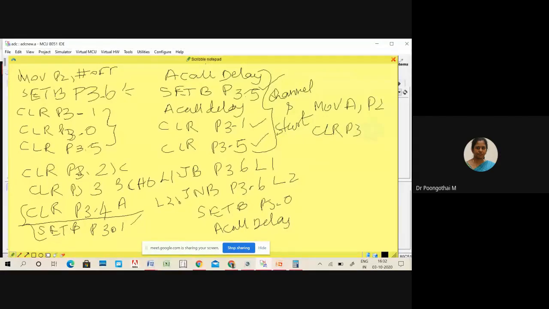So disable your output enable pin and next complement A. This complement is because the output pins are active low pins. So to get the original value, we are complementing the accumulator value, and 8 LEDs are connected to P1. So move the accumulator value to P1 and repeat the process from here.